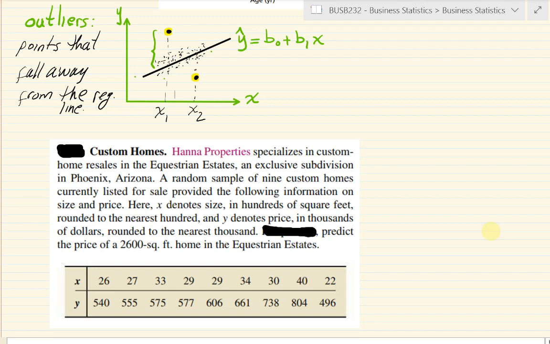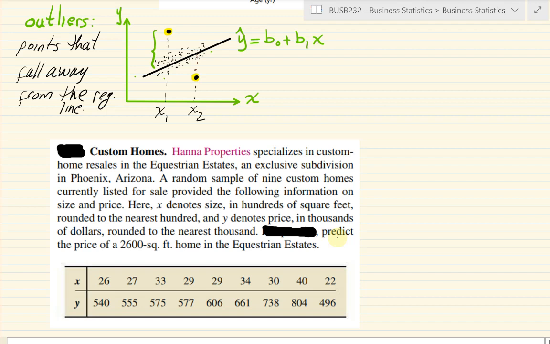Okay, so here's our example. Let's say we have custom homes. Hana Properties specializes in custom resales in equestrian estates and exclusive subdivisions in Phoenix, Arizona. A random sample of 9 custom homes currently listed for sale provided the following information on size and price. Here, X denotes size in hundreds of square feet, rounded to the nearest hundred, and Y denotes the price in thousands of dollars, rounded to the nearest thousand.